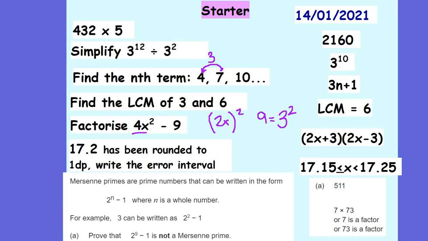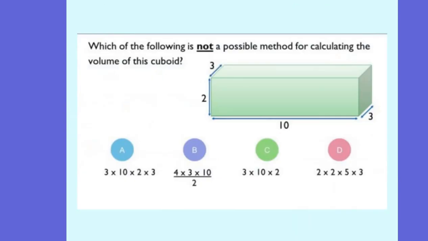Okay, we're going to go through the diagnostic quiz. So A, B, C or D for these 5 questions, and then I'll go through the answers at the end. If you need a little bit of extra time at any point, you're welcome to pause the video. So question number 1. Which of the following is not a possible method for calculating the volume of this cuboid?